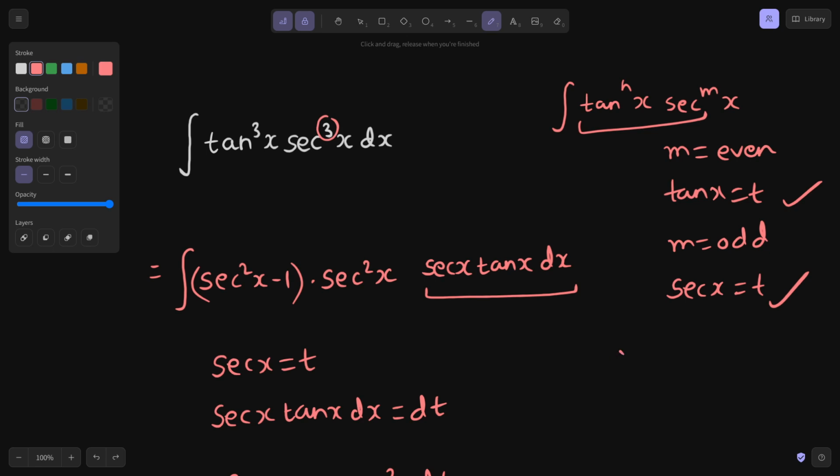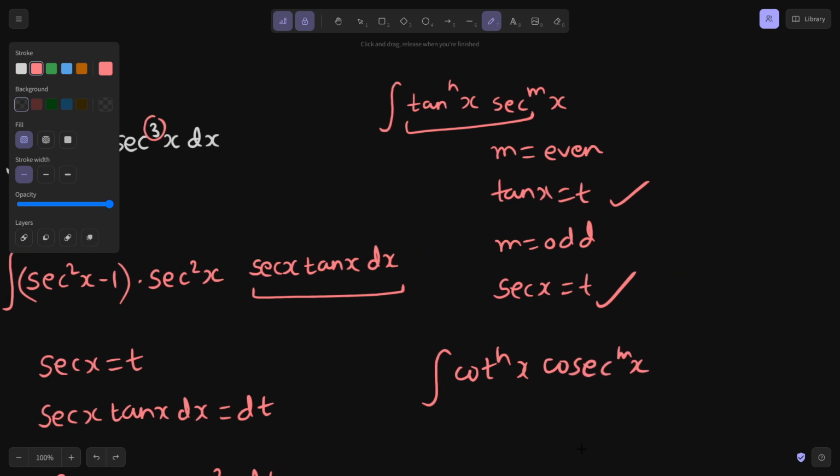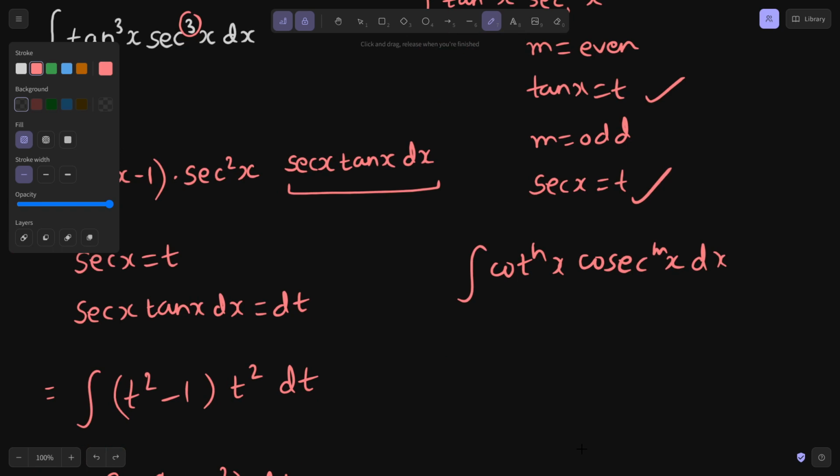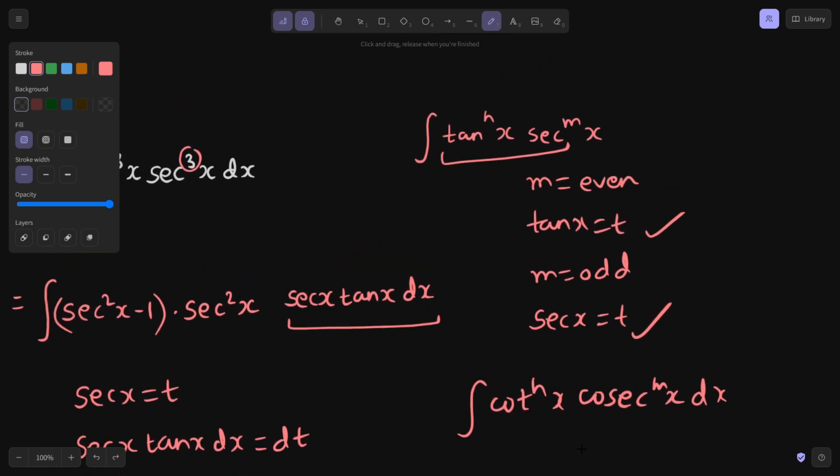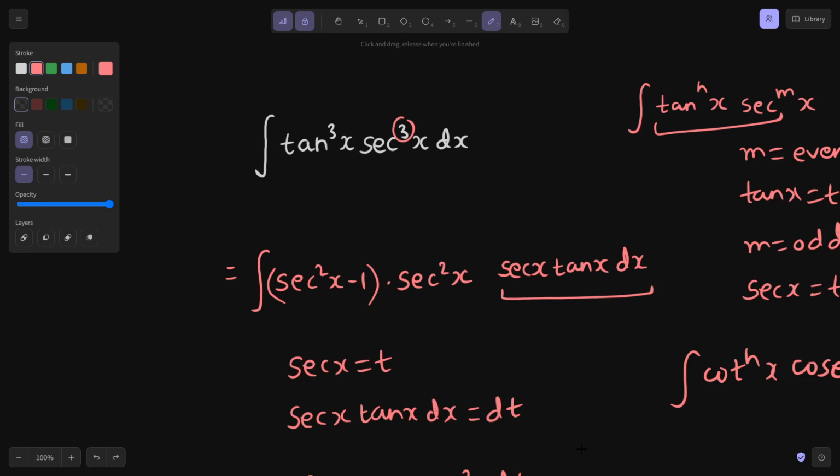Cosecant I am telling only in such cases where you have something like cot power nx and cosecant power mx. In this type of case only, depending on the power, whether it is even or odd, you can take tan x, cot x or cosecant x as t. So these two different integrals can easily be solved by this concept.